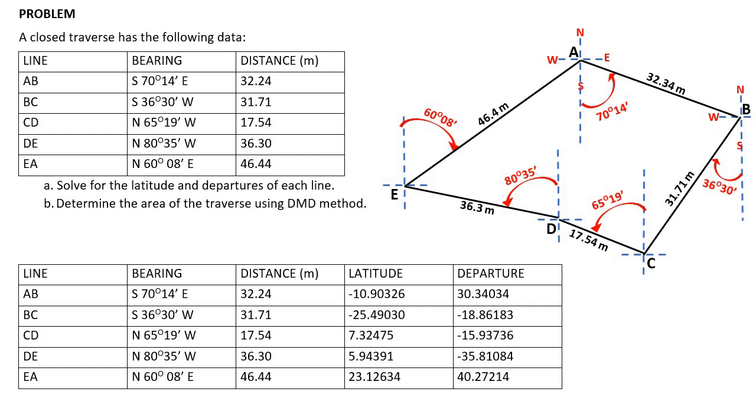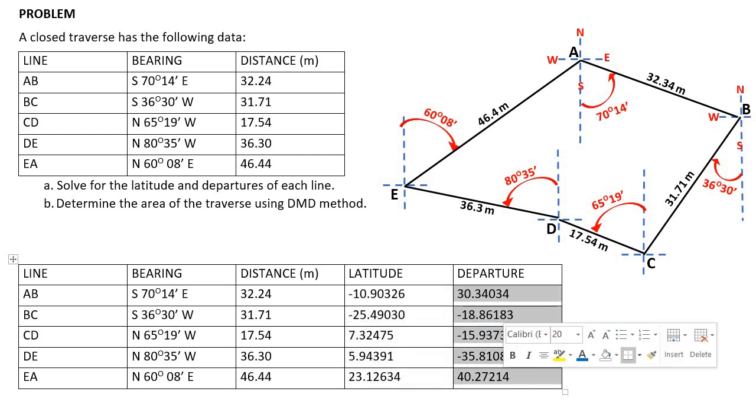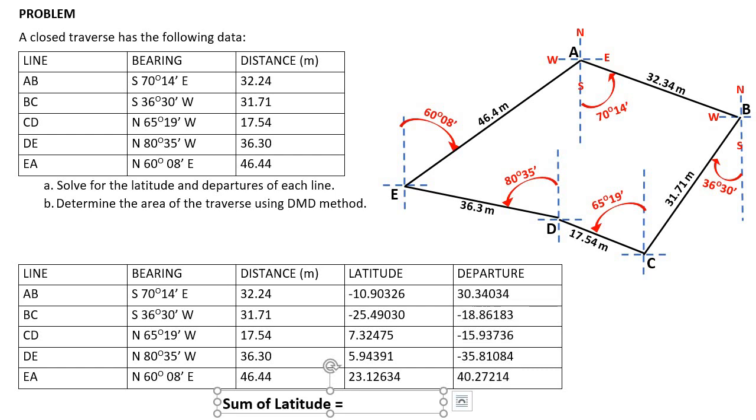So check natin if mag-close ba talaga yung traverse. I-sum up natin to lahat. So dapat this is approximately equal to 0. And for this one, this should be approximately equal to 0. So the sum of the latitude is 0.00144. So that is approximately equal to 0. And for the departure, the sum is 0.00245. So that is also approximately equal to 0. So now, nag-close talaga yung traverse natin. Due to rounding off lang siguro yan.